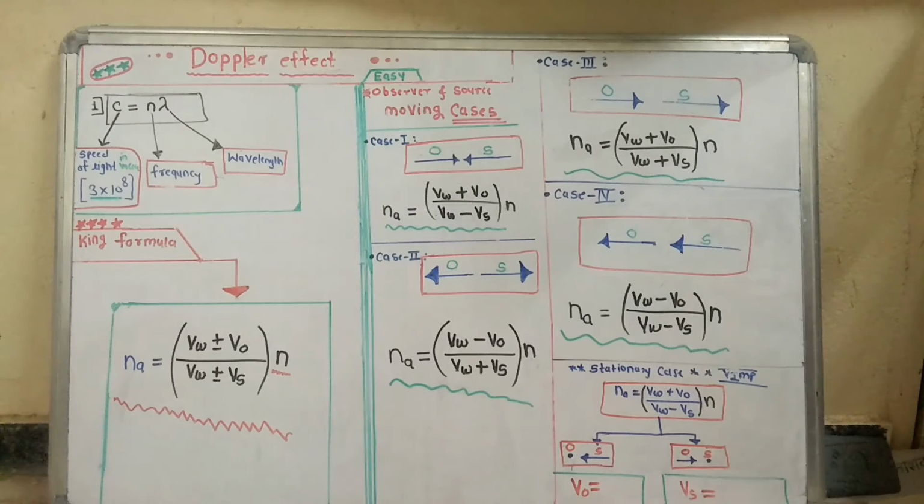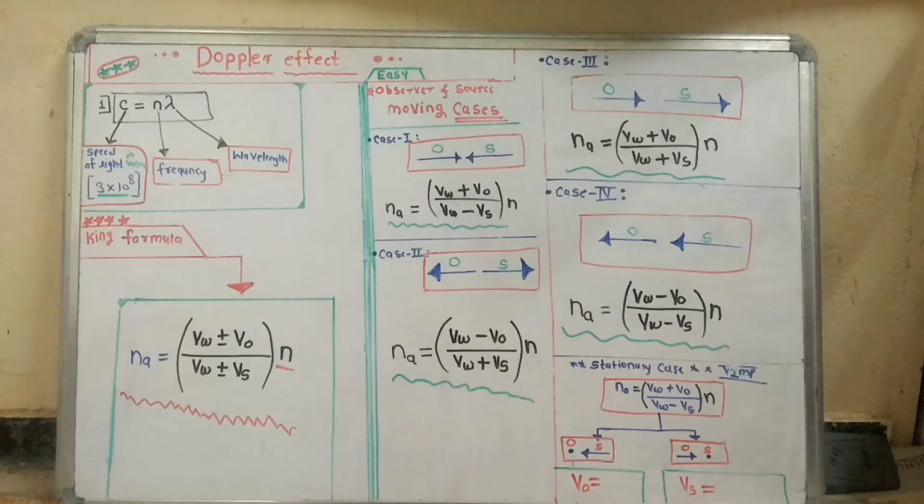Our next very important cases are the stationary cases. The same method is used for this formula. When the King formula is remembered, then we can easily remember our four cases. In the stationary cases, you can use the King formula to find the two stationary cases easily, and these two stationary cases are always asked in exams. So we study these stationary cases. For stationary cases, you only need to remember this formula: apparent frequency equals V wave plus V observer upon V wave minus V source, into frequency.